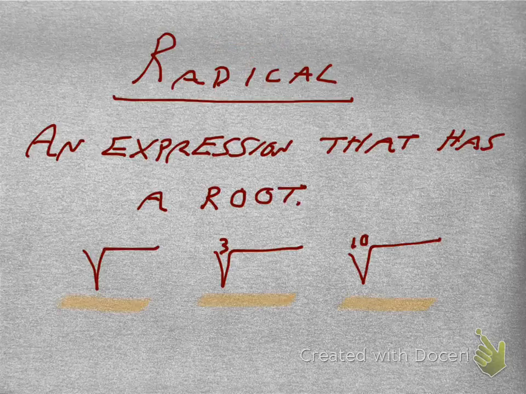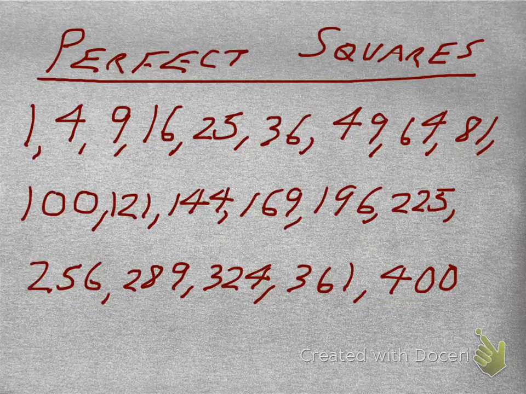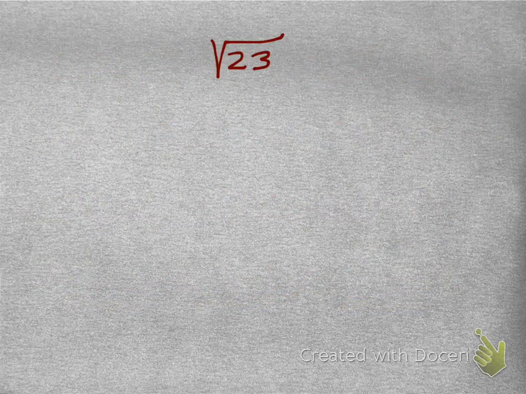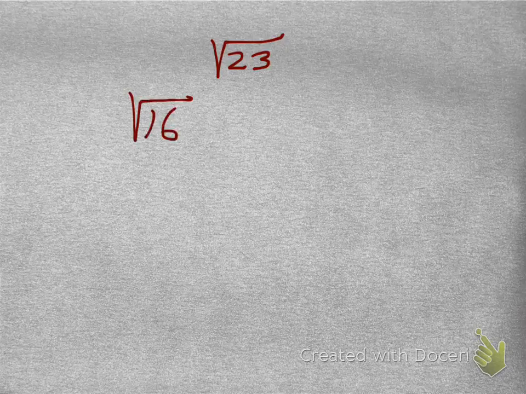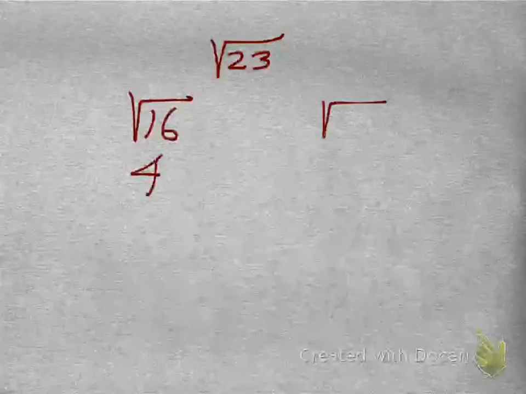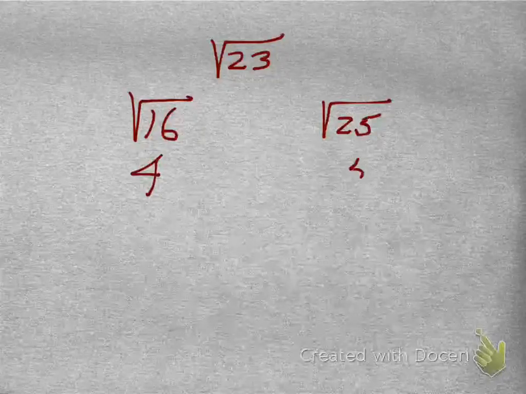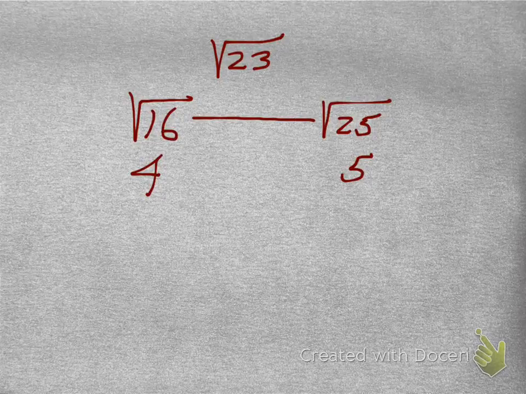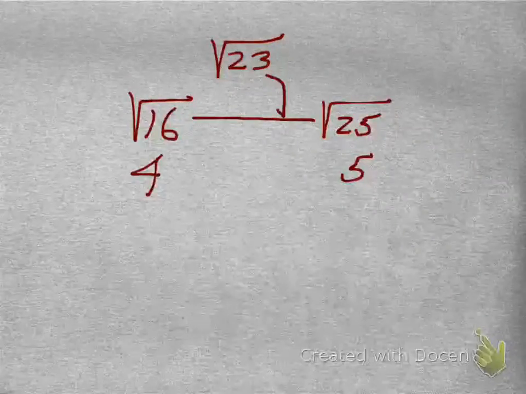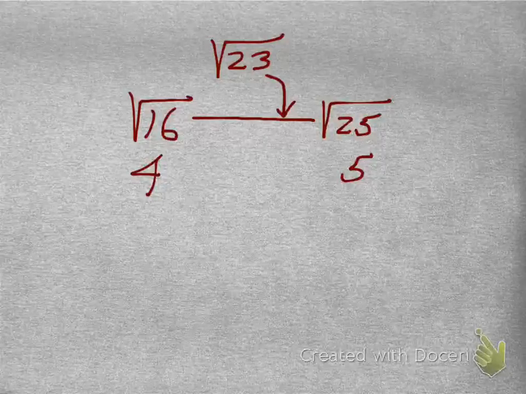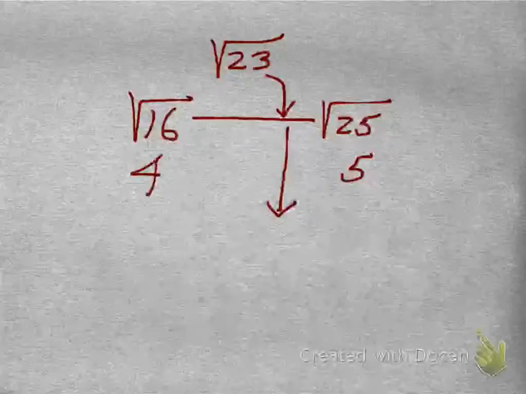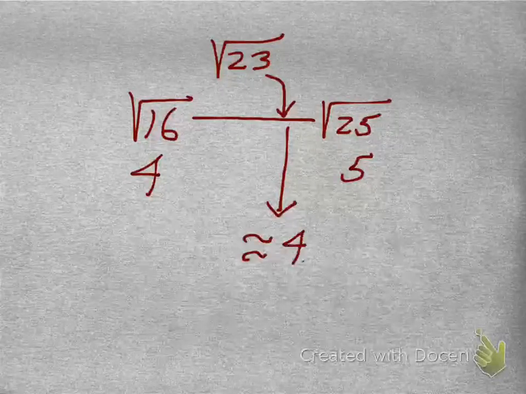If we go back to our list of perfect squares, 23 falls in between 16 and 25. And what we know is this. We know that the square root of 16 is 4, and the square root of 25 is 5. Because 23 on the continuum between 16 and 25 is closer to 25, our answer is in between 4 and 5, and a good estimate might be approximately 4.8.